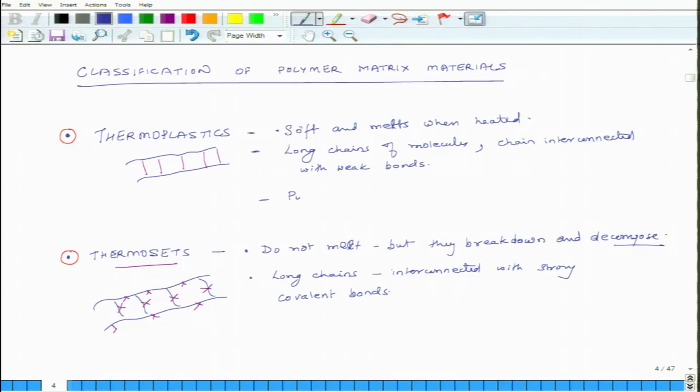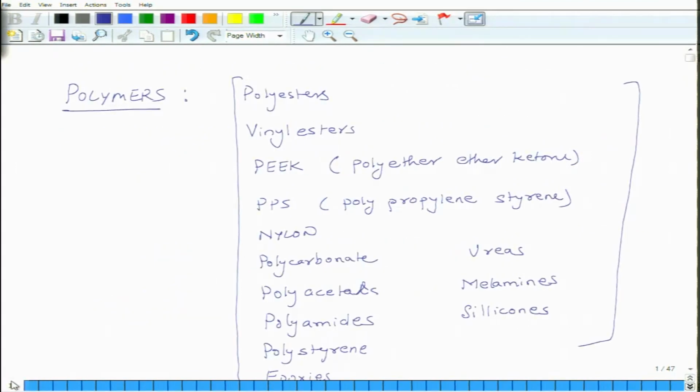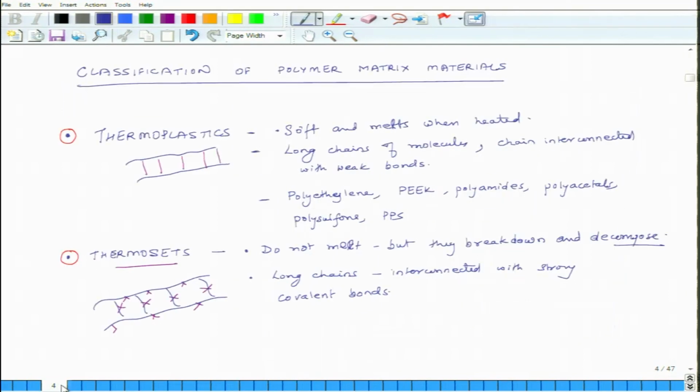So thermoplastics could be polyethylene, PEEK, polyether ether ketone, polyamides, polyacetals, polysulfone, PPS. So PPS is a short form for polypropylene styrene. Okay, PPS, nylon, polystyrene, ABS, and so on and so forth.